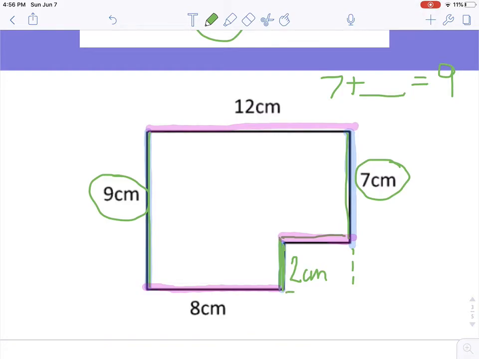Now I can see that this 12 is the longest at the top, and then 8. It looks like if I go a little bit more, I'm going to get 12 from that 8. So what I'm really doing is figuring out 8 plus what gives me that total length of 12. 8 plus 4 gives me 12. So I can say that this missing side length is 4 centimeters. Okay, I know this can get a bit confusing, so let's go on and practice with the next one.